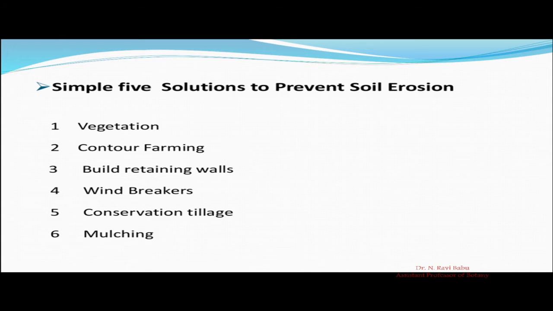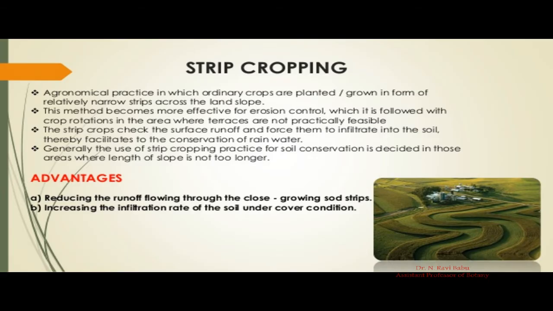strip cropping. Strip cropping involves planting of crops in the form of strips. Okay, and this method of checking soil erosion and wind erosion is done in four ways.